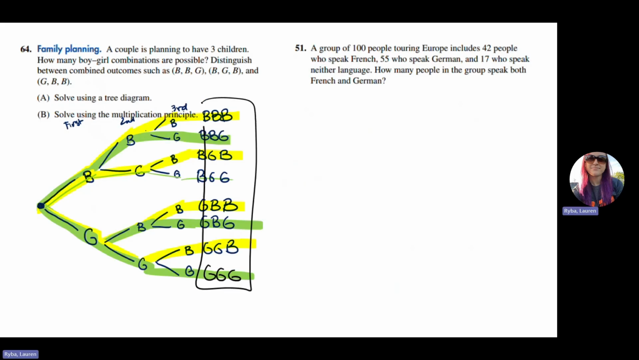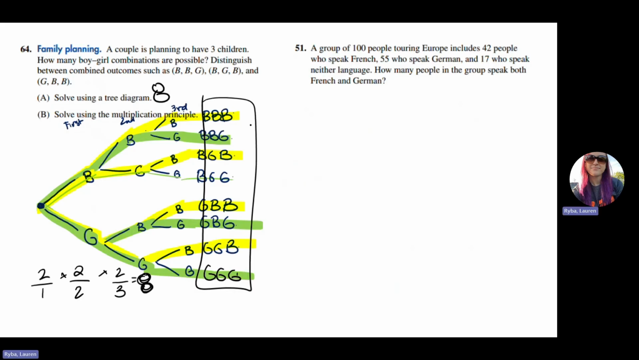Okay, this is my total over here. 1, 2, 3, 4, 5, 6, 7, 8. Now, that's a lot of work. I could have just gone like this and said, first child, 2 options, second child, 2 options, third child, 2 options. 2 times 2 times 2 is that same 8.